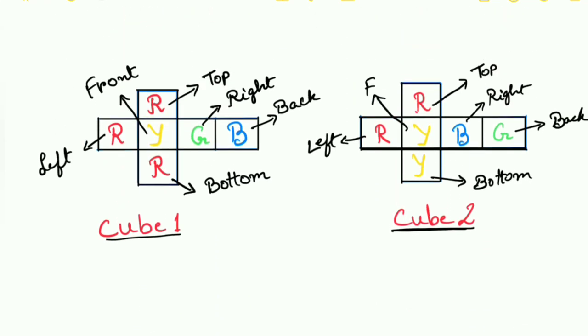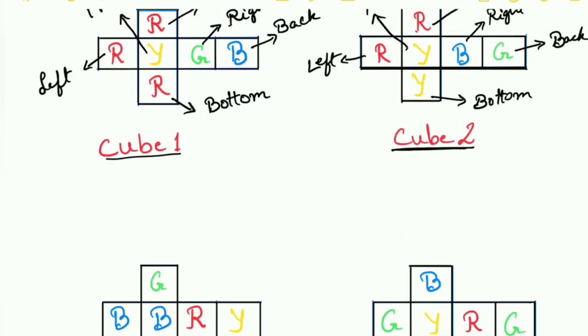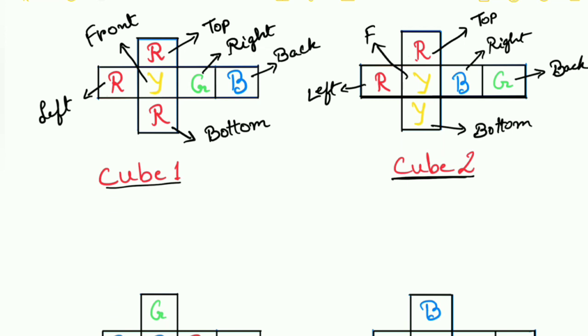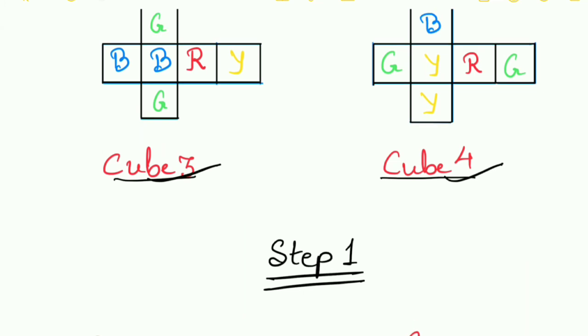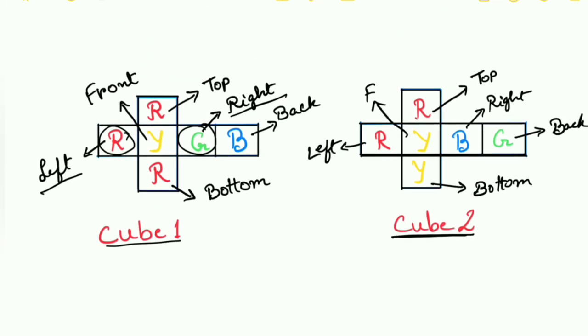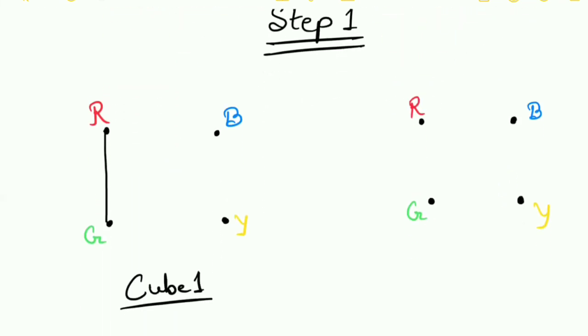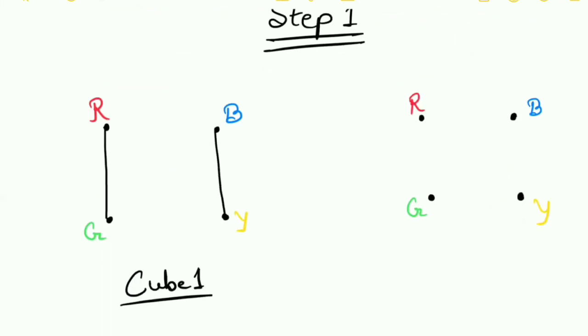For drawing the graphs, we will consider pairs: left and right pair, top and bottom pair, and front and back pair. Okay, first let us take the left and right. In the left there is red color, and in the right there is green color. So we will join the vertices red and green. Similarly for the next, we will consider the front and back pair. In the front yellow color, and in the back of cube 1 is the blue color. So we will join the vertices yellow and blue.